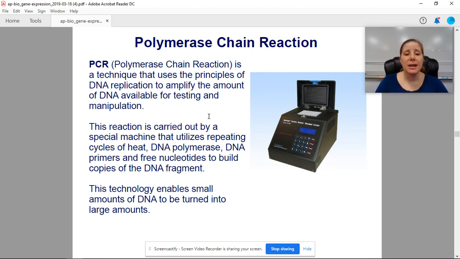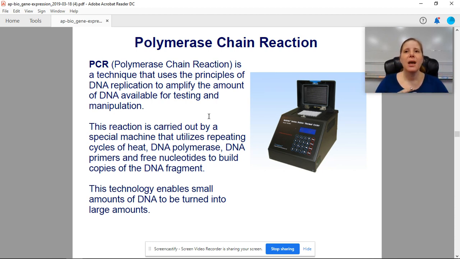DNA polymerase, DNA primers, and free nucleotides will build onto the new copies of the DNA fragment. This allows us to take a small amount of DNA and turn it into a large amount. So this is one way that if they found some DNA underneath somebody's fingernails in an assault victim, they can take that little bit and copy it to where they have enough to actually see the whole picture.